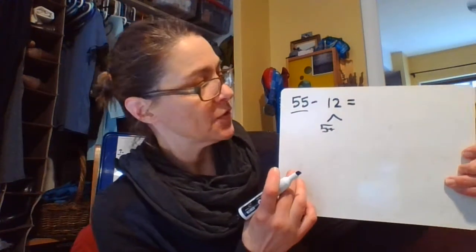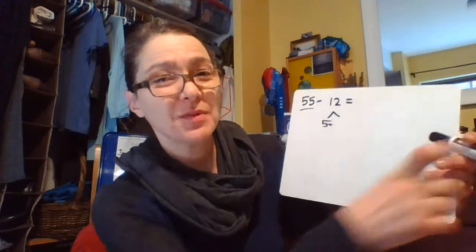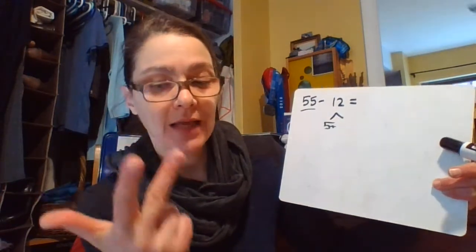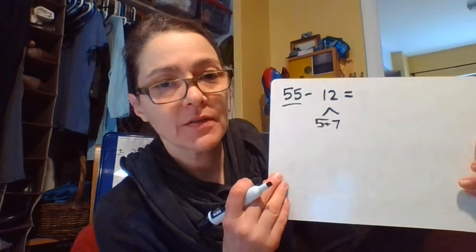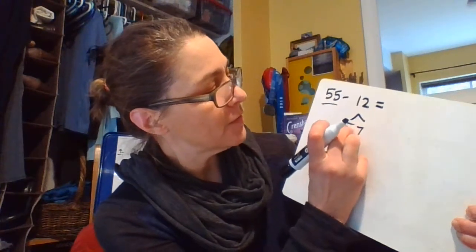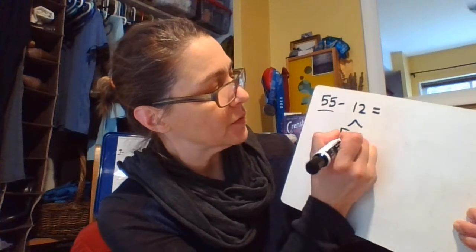Okay, so 7 plus 5 equals 12. I'm going to double check. 7, 8, 9, 10, 11, 12. So now I have 5 plus 7 equals 12.